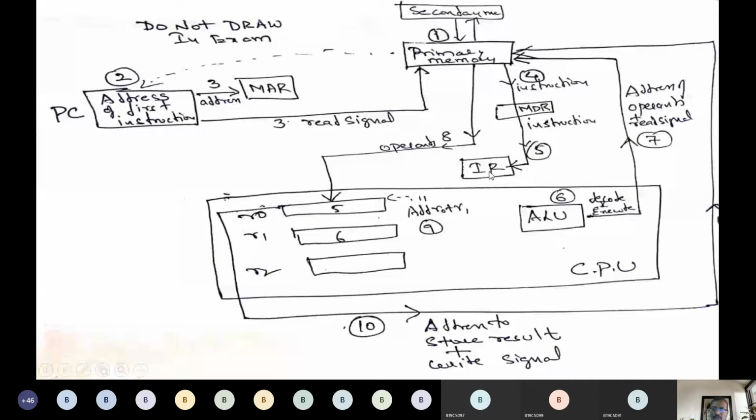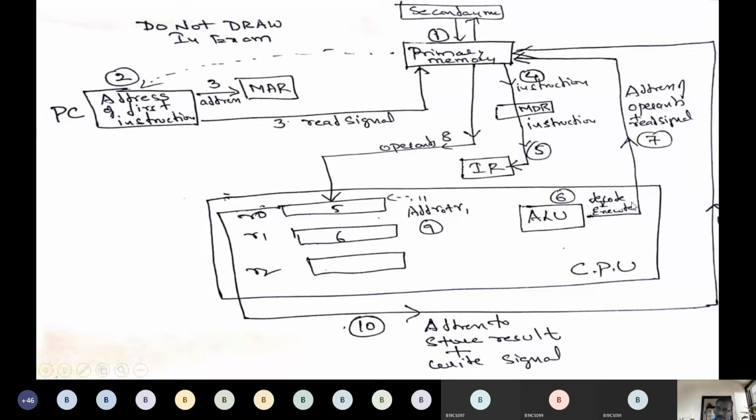For example, we assume that the first instruction is addition of A plus B. So what do we need the ALU to do? It needs to add A and B. But you don't know the values of A and B. So again the ALU sends a read signal. You can see the ALU sends a read signal saying, hey, I have the instruction A plus B in IR, but I don't have the values of A and B to add those two. So send me the values of A and B so that I can add them.